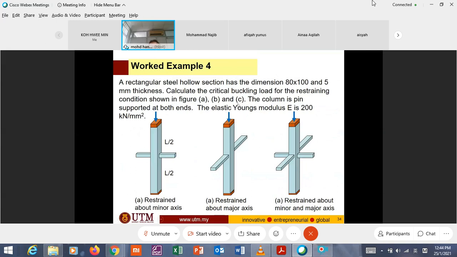A rectangular steel hollow section has the dimension 80 by 100 and 5 millimeter thickness. Calculate the critical buckling load for the restraining condition shown in figure A, B, and C. The column is pin supported at both ends. Pin here, pin here. The elastic Young's modulus E is 200 kilonewton.